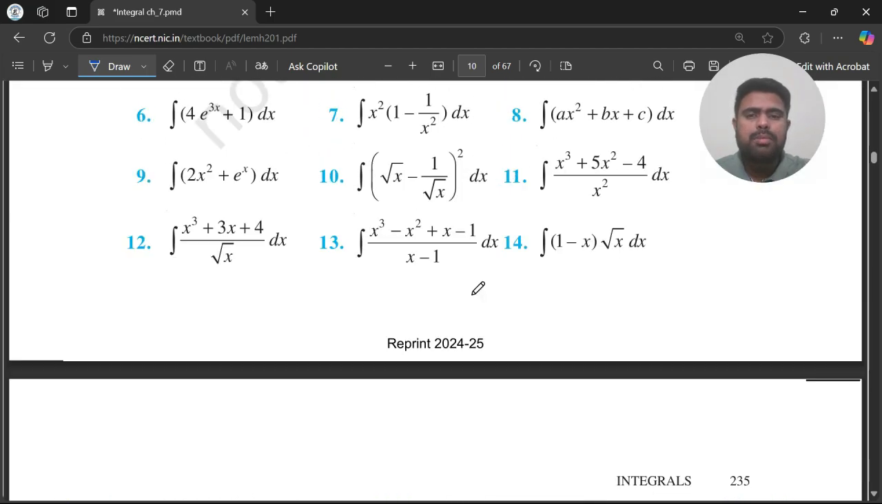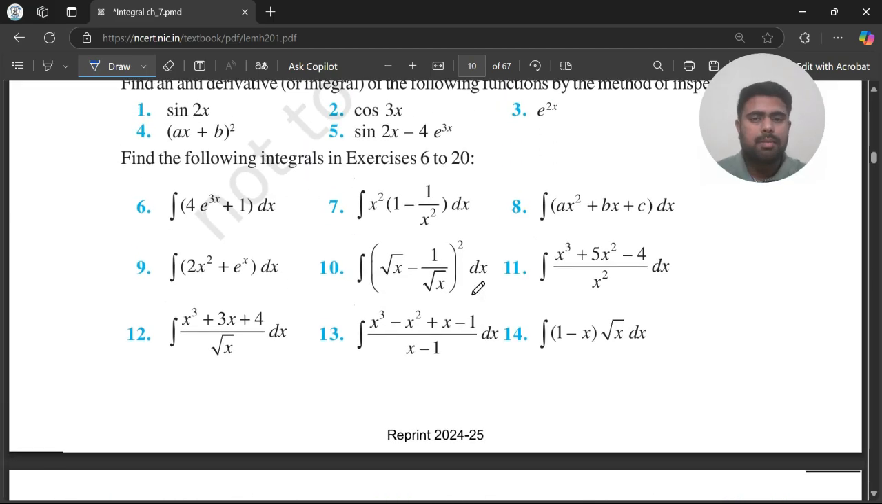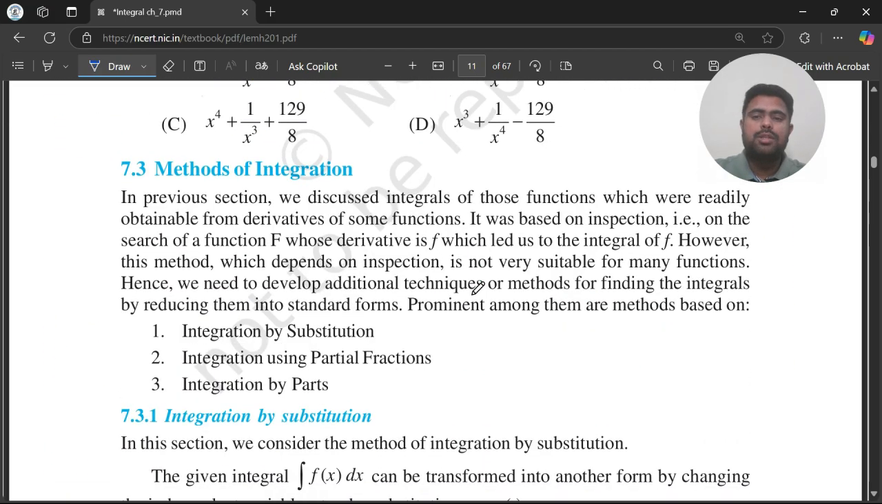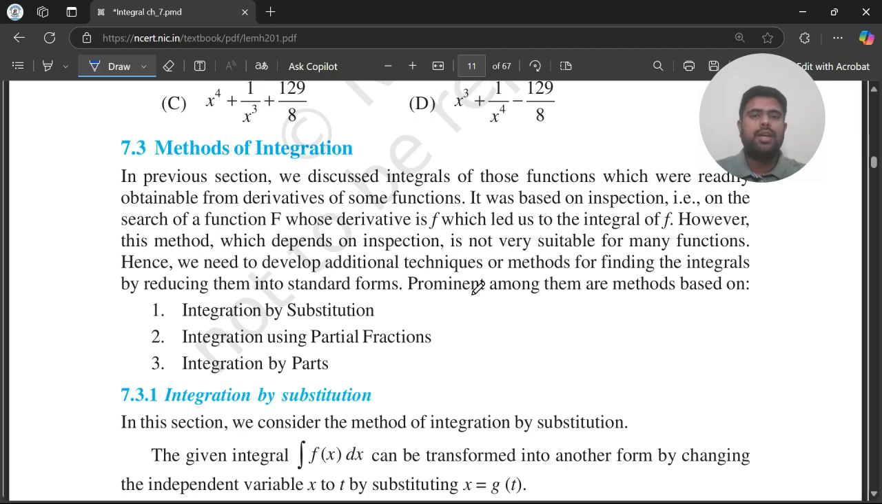The problems in the exercise are also pretty much the same. You can go through each and every problem. Please try to solve all the problems. Okay, and then in the next class we shall go to the topic, the methods of integration, in which we shall start the integration by substitution. Okay.